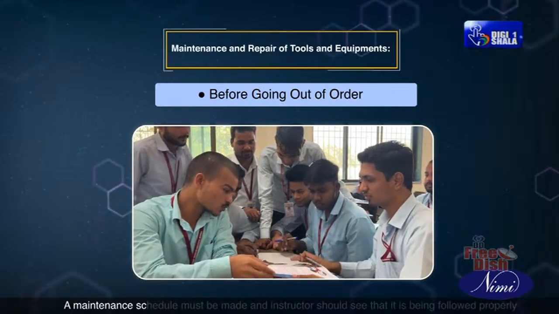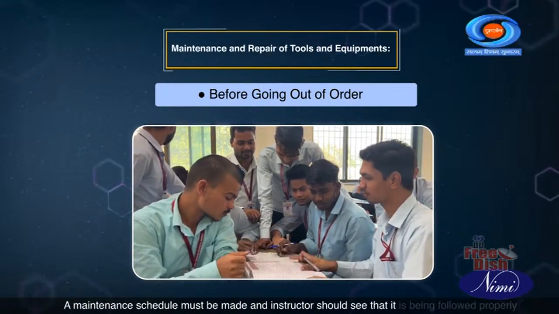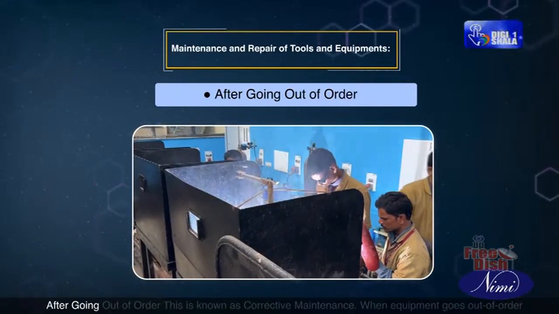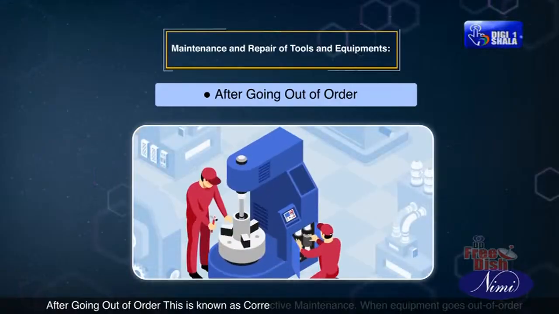A maintenance schedule must be made. An instructor should see that it is being followed properly. After going out of order: this is known as corrective maintenance.